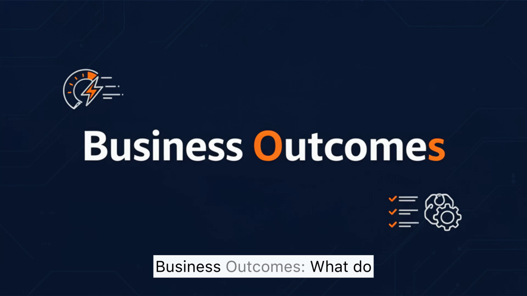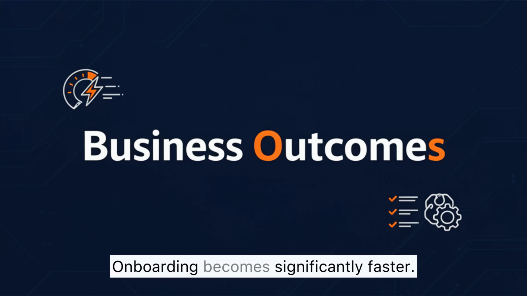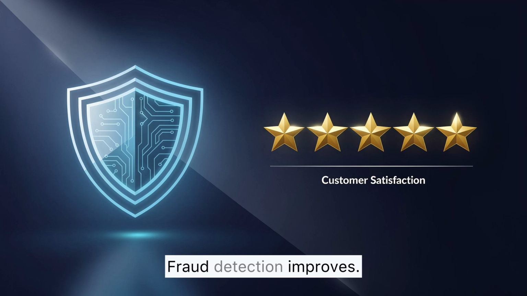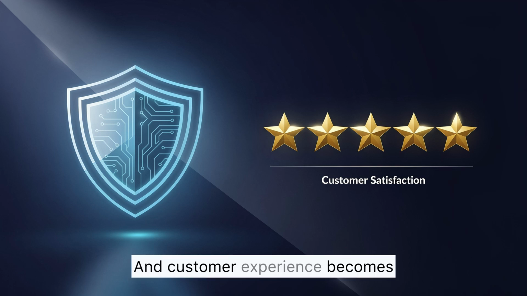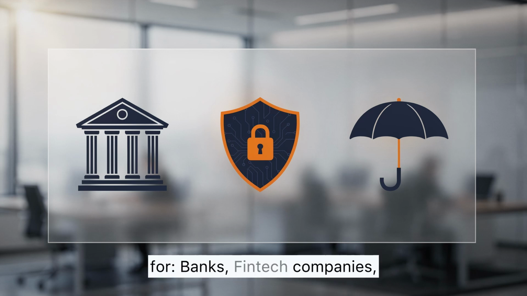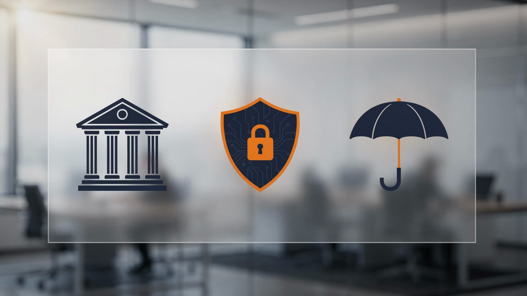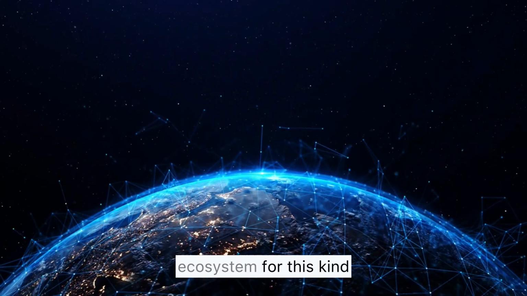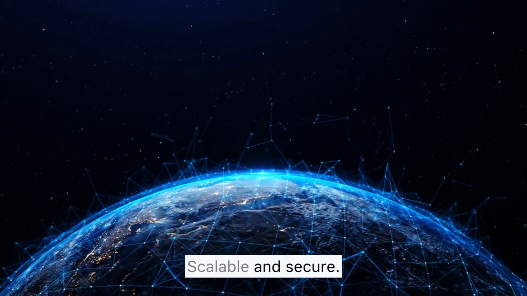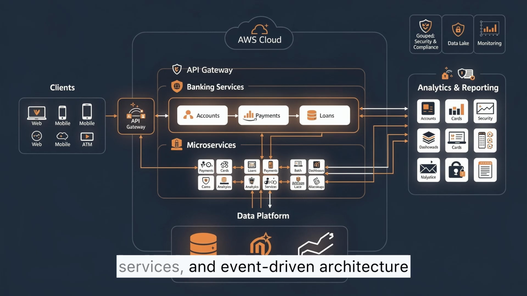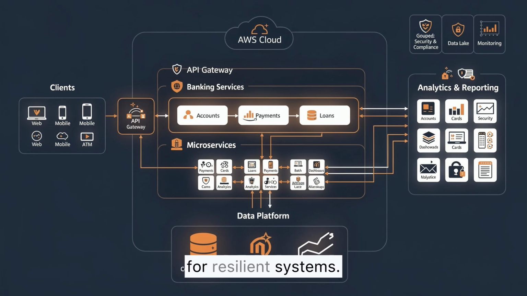Business outcomes. What do we achieve? Onboarding becomes significantly faster. Decisions become consistent and intelligent. Operational costs are reduced. Fraud detection improves, and customer experience becomes seamless. This system is ideal for banks, fintech companies, and insurance providers. Onboarding is critical. Why AWS? It provides a powerful ecosystem for this kind of system, scalable and secure. Strong security, flexible AI/ML services, and event-driven architecture for resilient systems.